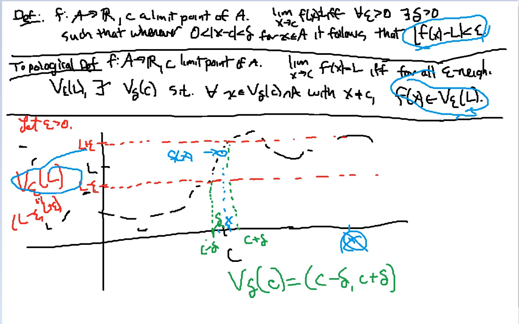And also, just to get another color in here, notice my x. My x means two things. It's between c minus delta and c plus delta, which means it's exactly in there, or it's within the delta neighborhood. So it's within that. That's the definition. I hope that helps.